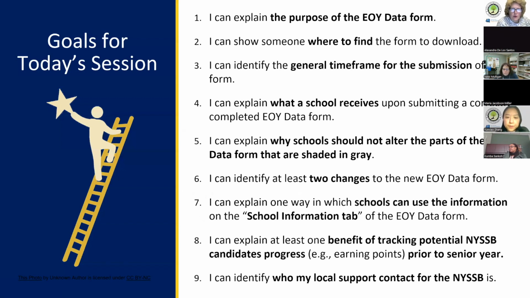So our goals for today's session include the following. You'll be able to explain the purpose of the form, where to find it, the general time frame in which you're going to submit it, and then what a school receives when they submit a correctly completed form. You'll be able to explain why we don't want you to alter the gray columns, and you'll be able to identify at least 2 changes to the new form. There are 6. And you'll be able to explain one way in which schools can use the school information tab of that form, as well as how they can benefit from tracking potential candidates prior to senior year.